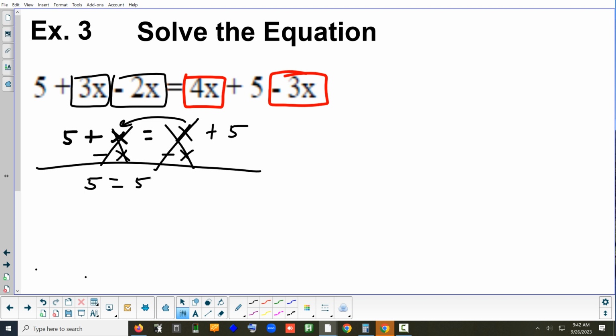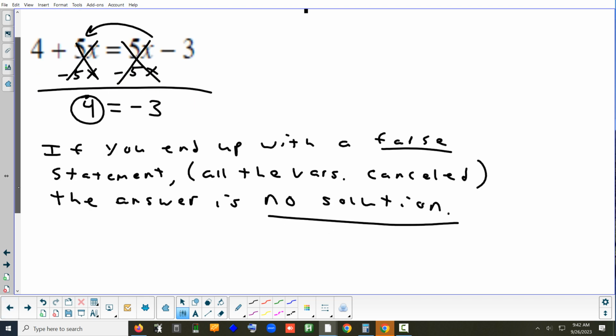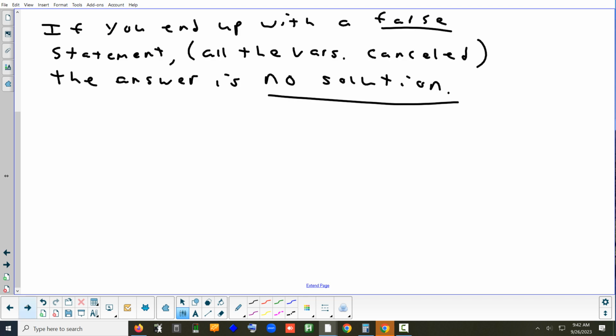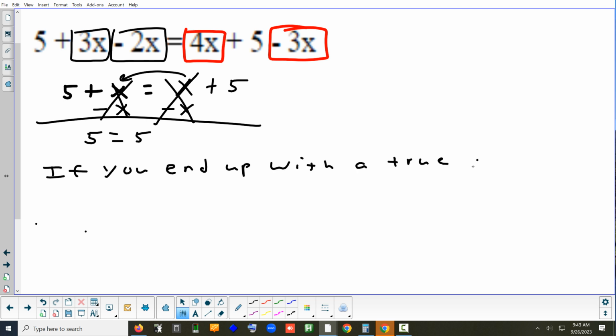So we need to stop at this point and figure out what that means. Infinite solutions. Right. So I'm going to write something down like this, except this time I'm going to write, if you end up with a true statement. So that's a true statement, 5 equals 5. So if you end up with a true statement, and again, that would happen because all the variables canceled out.